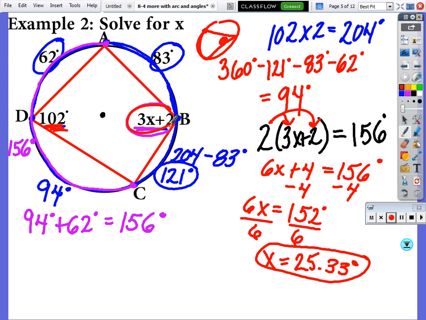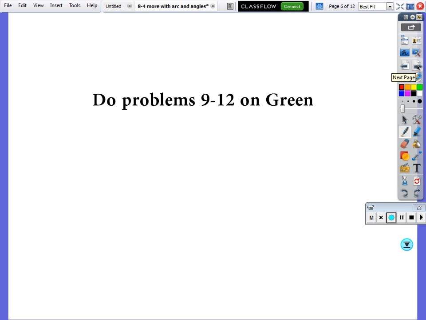Yes? Where did the 156 come from? Yeah, the 156. So we were adding up the entire arc here. So do you see the pink arc? We know this piece of the pink arc was 94. This piece of the pink arc was 62. So the entire amount, which is what we needed, because that's the arc that this angle is intercepting, would be 156. You've got to do the full arc, which is 94 plus 62. Okay. Any other questions? These are all good ones. Okay. Do these problems on the green worksheet, 9 through 12.